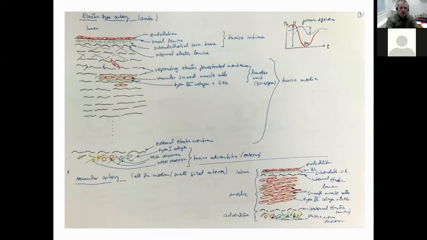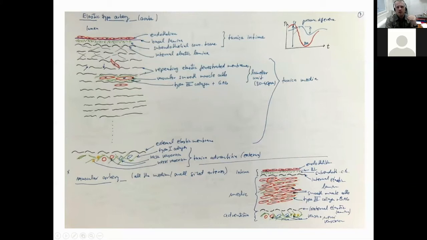So that's the adventitia. And now think about the red and blue curve. It shows you how much of a pressure difference there is between the systolic versus diastolic blood pressure in time during one cardiac cycle. And the red curve shows you the situation the elastic arteries are exposed to. Because during systole, there is a pressure peak. The heart pumps the blood into the aorta. In the diastole, there is a large pressure drop because the heart is pumping nothing. So we get a great pressure difference or pressure amplitude.